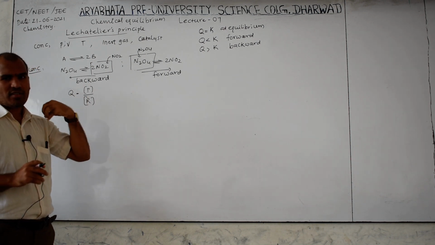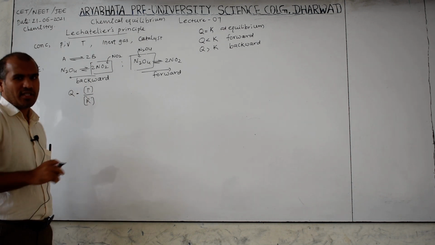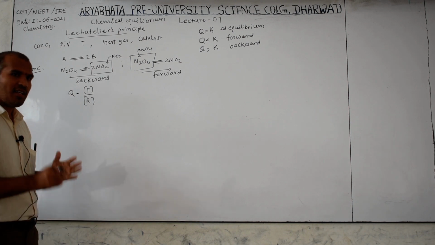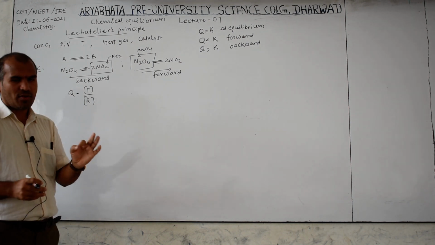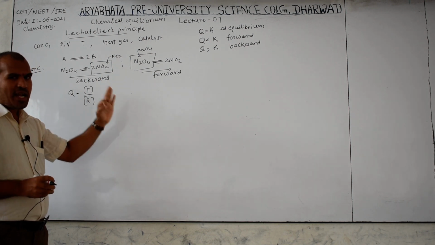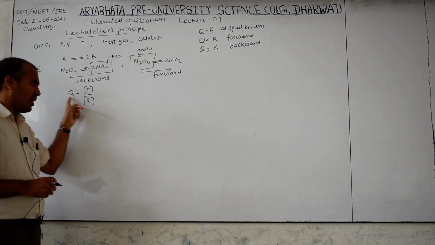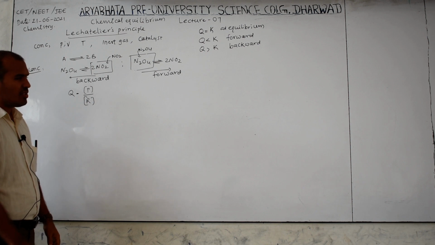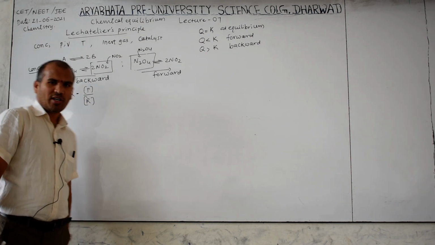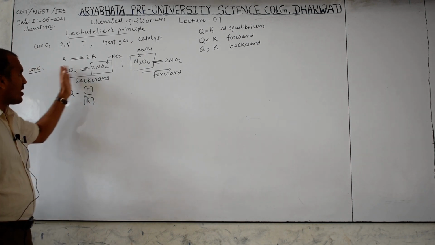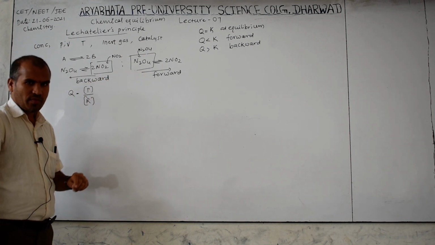I am giving these as hints on how to solve this. Don't consider this a theory concept for how to write in the examination, so I am not writing those points here. Only thing, whenever anything is added, always apply this formula. Otherwise I can give a simple statement here: reactant concentration increase means forward reaction.